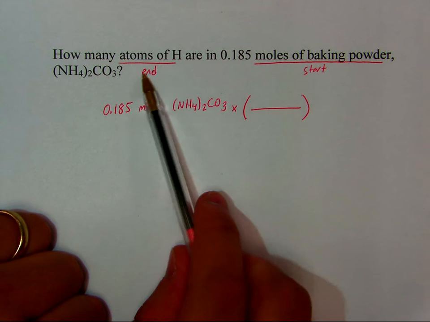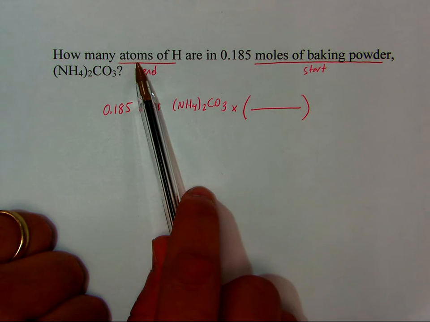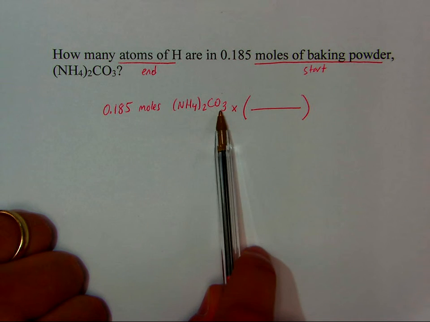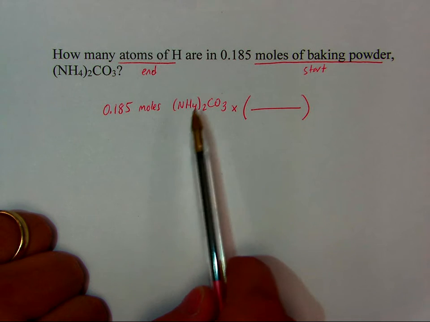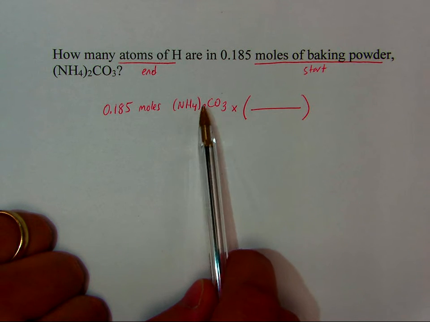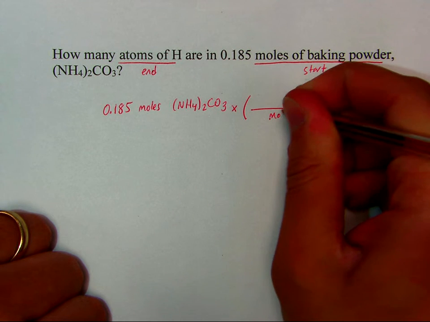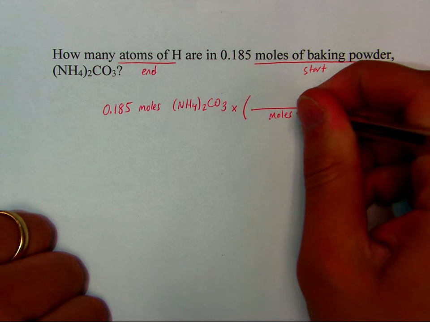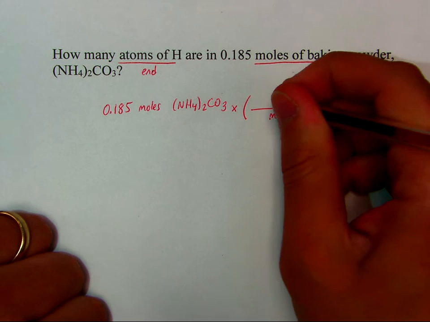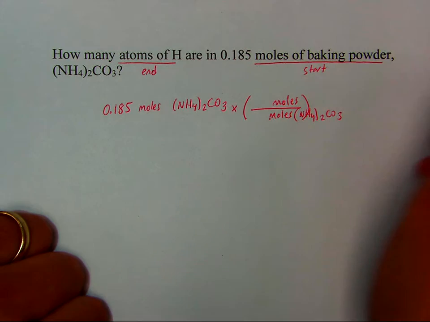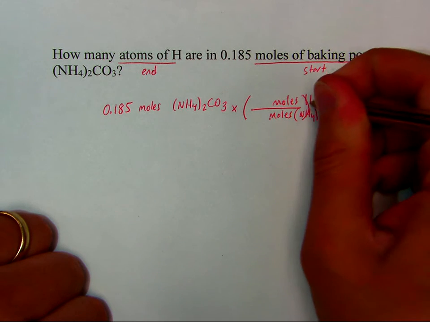So now I have a couple of choices. I can either change moles into atoms, or I can change this compound, ammonium carbonate, into hydrogen. I'm just going to choose to change the compound first. So to do that, I'm going to cancel moles (NH4)2CO3, and I'm going to convert that into moles of H.